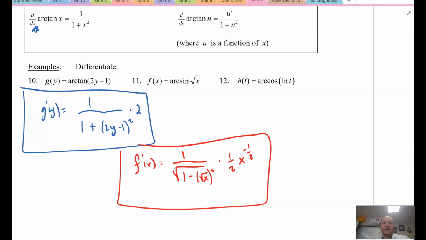And then last but not least, we have 12. What is arc cosine of the natural log of t? Again, h prime of t is going to be negative 1 over the square root of 1 minus x squared. And again, x in this case is the natural log of t, squared, times the derivative of the inside, which is the natural log of t. So that would be 1 over t. And there you have it. That is it.